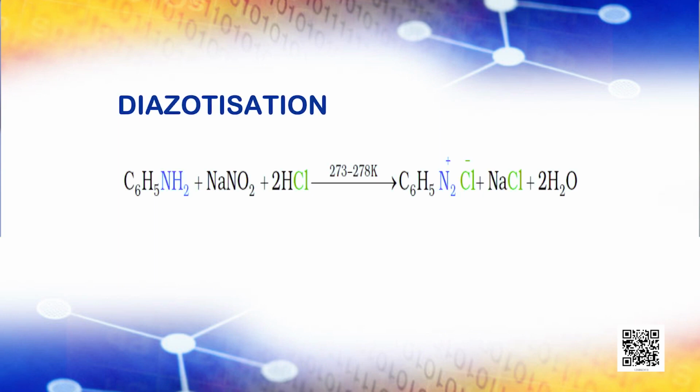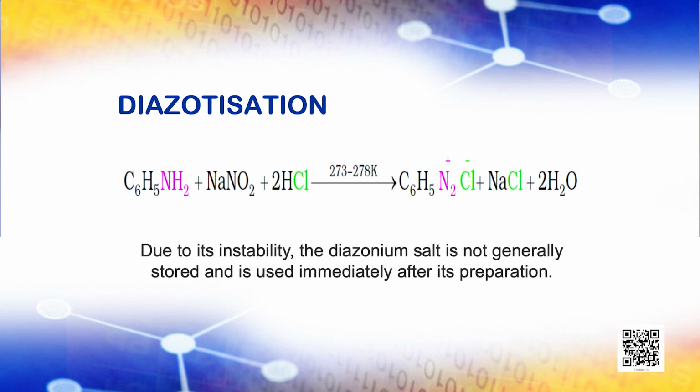Benzene diazonium chloride is prepared by the reaction of aniline with nitrous acid at 273 to 278 Kelvin. Nitrous acid is produced in the reaction mixture by the reaction of sodium nitrite with hydrochloric acid. The conversion of primary aromatic amines into diazonium salts is known as diazotization. Due to its instability, the diazonium salt is not generally stored and is used immediately after its preparation.